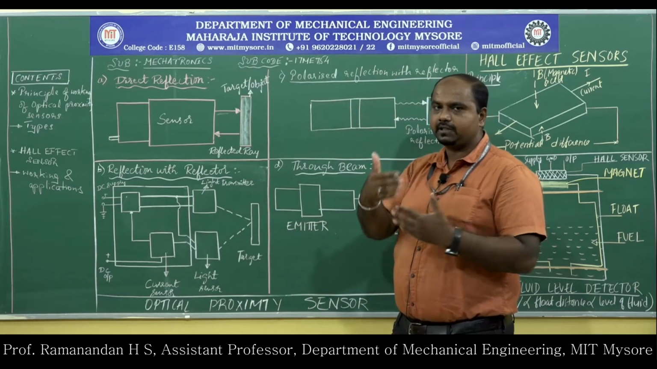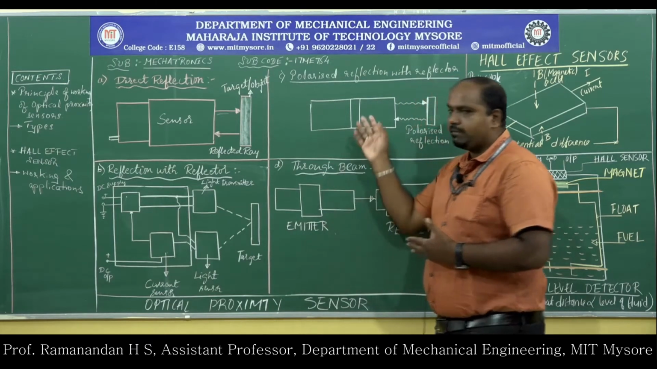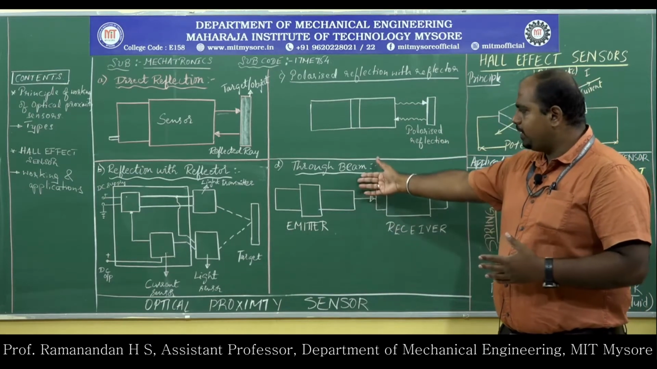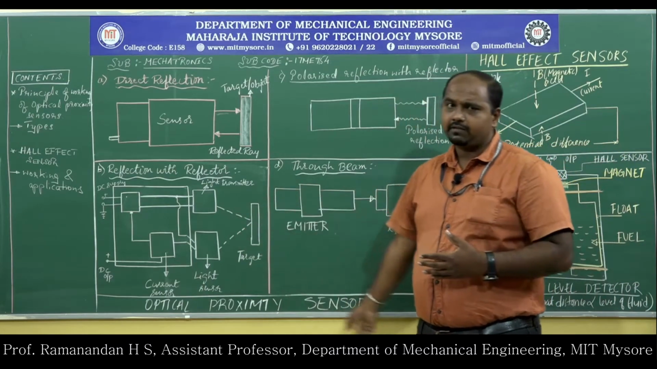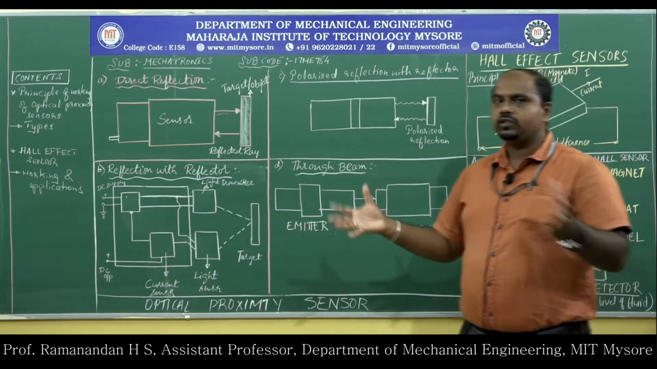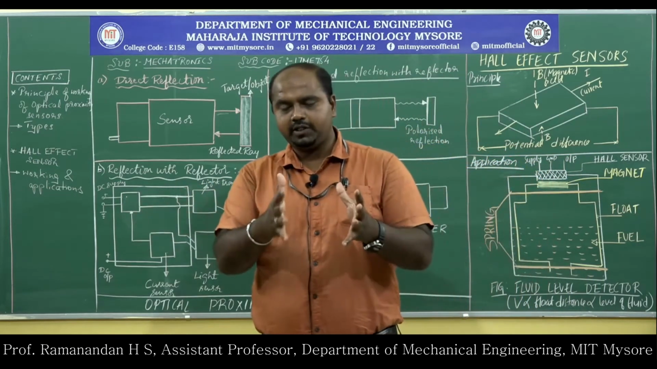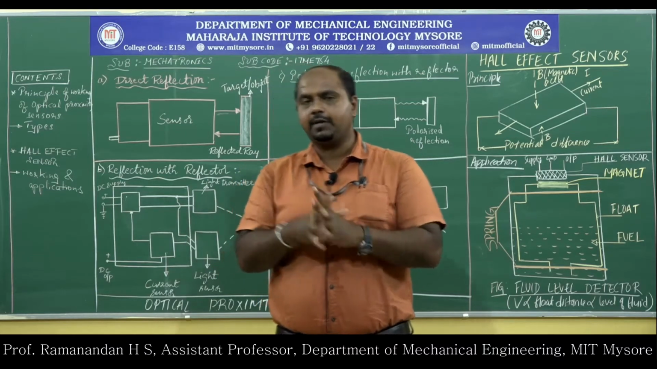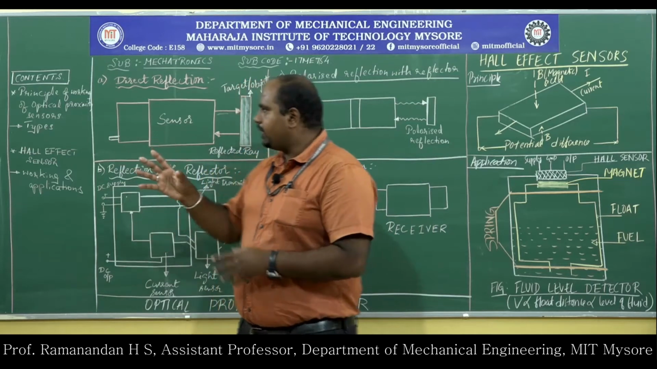The purpose of the reflector I already told you: it blocks the light, so that I can measure that there is an object between the emitter and the receiver. Through beam is also one more form of reflection with a reflector, where we house the emitter and receiver apart, so that the object is between the emitter and the receiver. I will go into detail. So these are the various types of optical proximity sensors. We will go one by one.